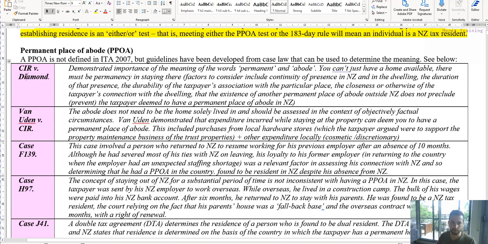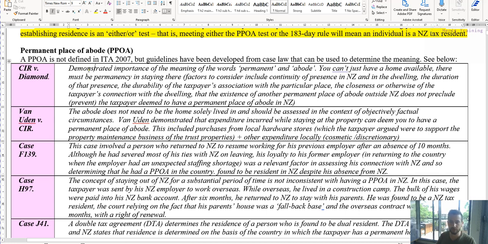So the first case we're going to go through is CIR versus Diamond. I've tried to condense these as much as possible. They're fairly long cases. It's good to have a little bit of background about what goes on in the case, but you don't need to know every single detail about it. Just what's the general principle or outcome that came about out of it.